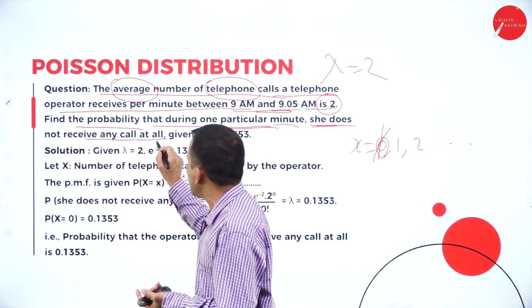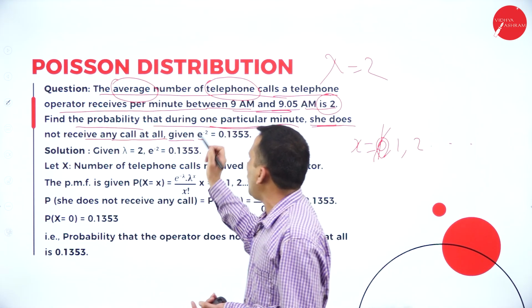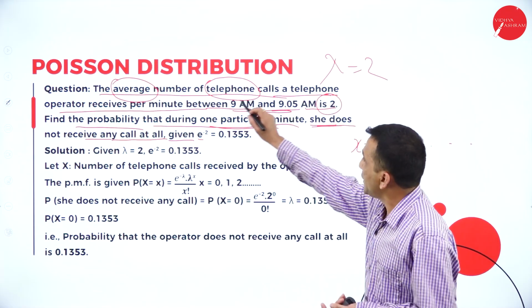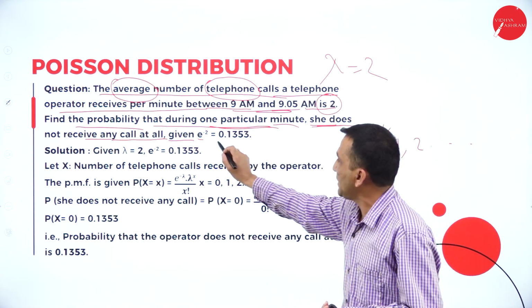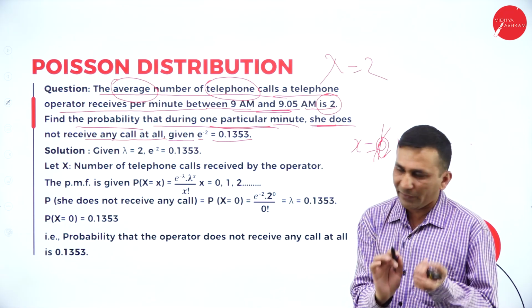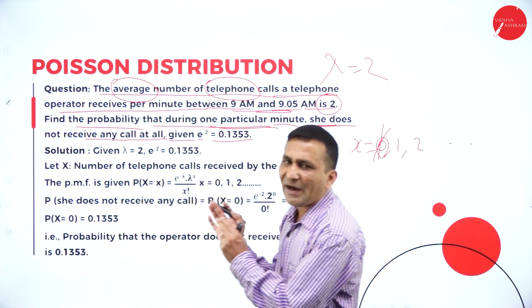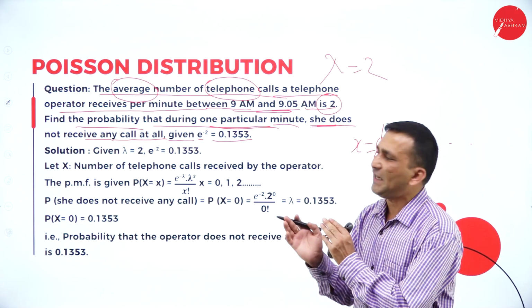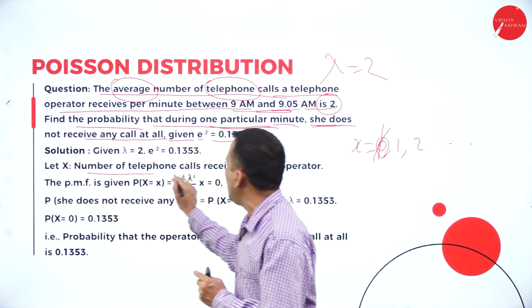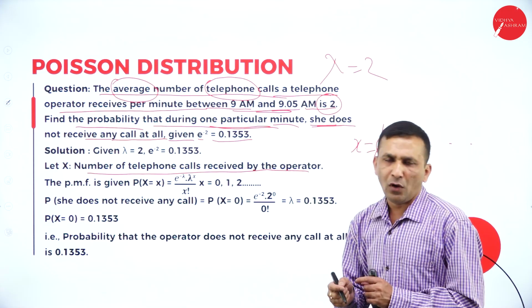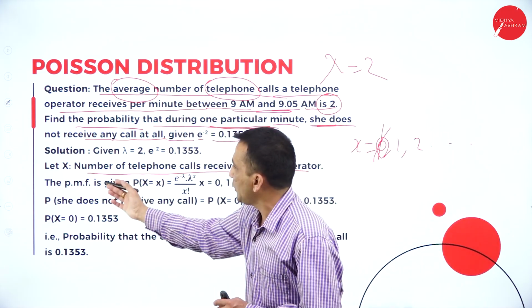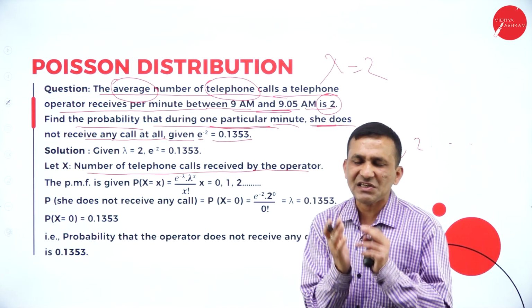So in this case, given e to the power of minus 2 value, because in the question the average is 2 specified, the value is clearly given in the question, so we need to consider this one. So moving forward, we need to identify which is the event. Now we are setting, let X be the number of telephone calls received by the telephone operator. So according to the question, we are setting an event.